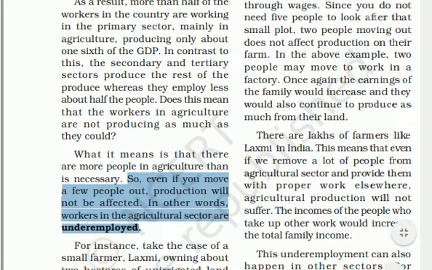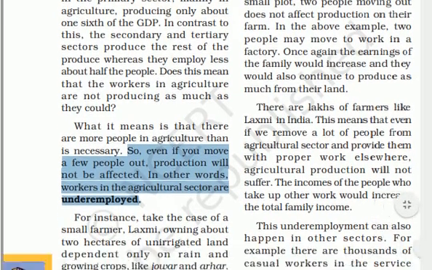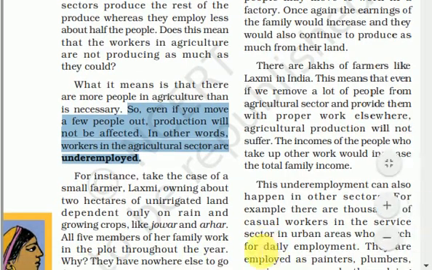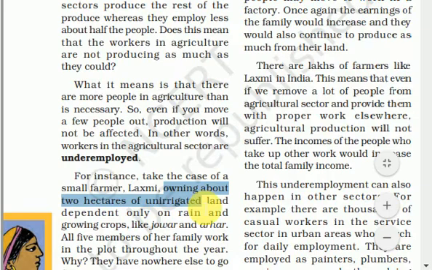आप कुछ एग्जांपल्स लेते हैं, जैसे Laxmi है, owning about 2 hectares of unirrigated land and dependent on the rain and growing crops like jowar, arhar. All 5 members of her family work in the plot throughout the year. Why?